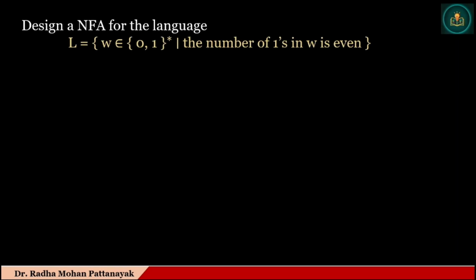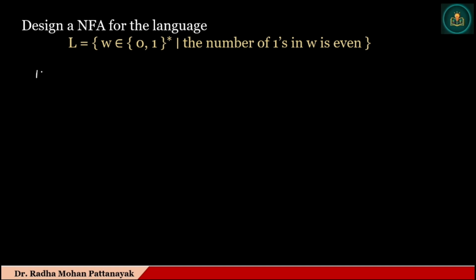Today we will discuss how to design an NFA for the language L = {W belongs to {0,1}* such that the number of ones in W is even}. Means the language will accept all the strings where the total number of ones present inside the string is even. But it is not mentioned how many zeros will be present inside the string. Clear?